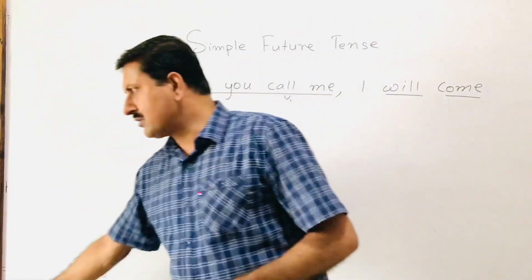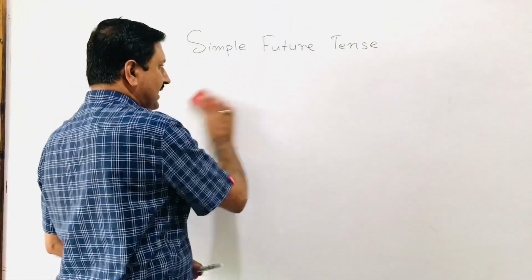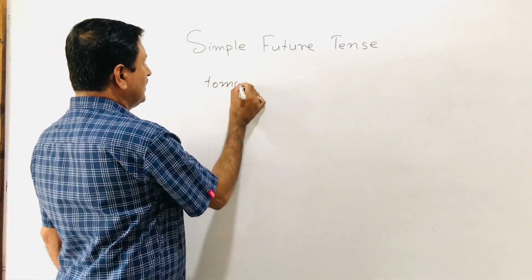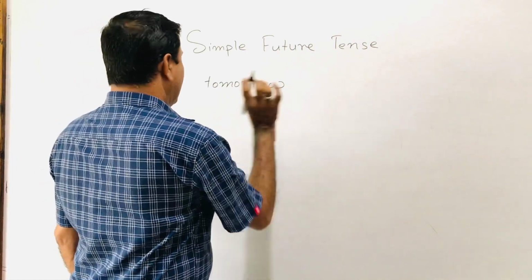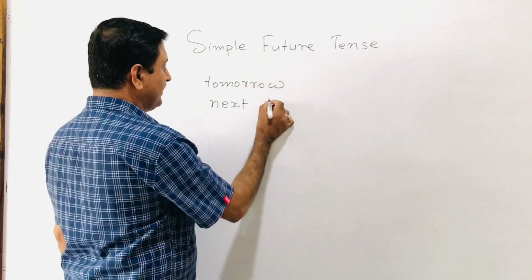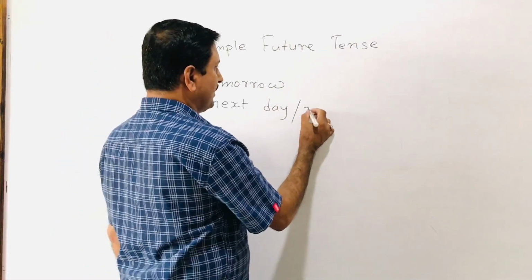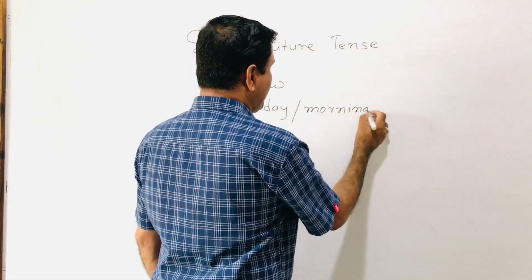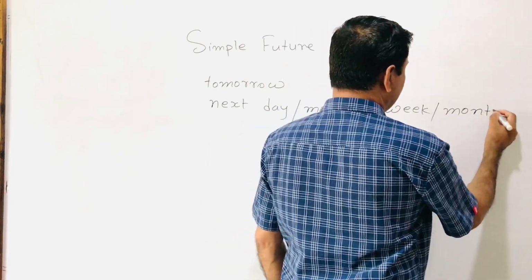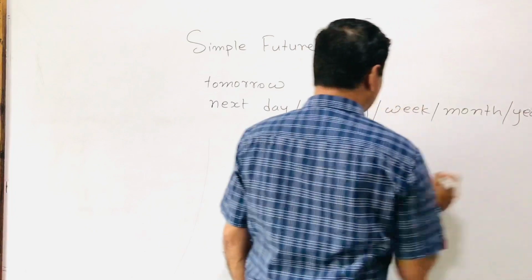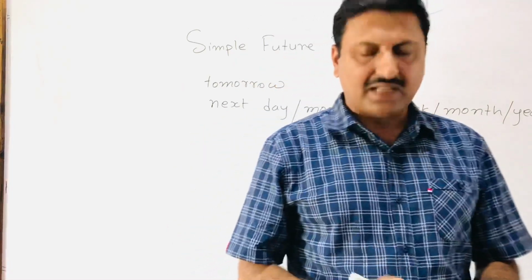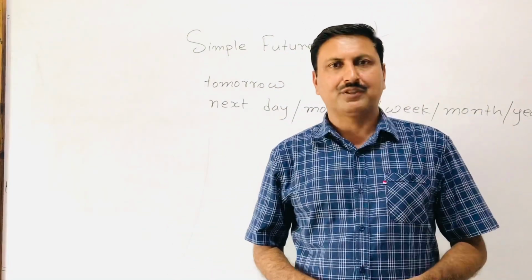Now this tense also has some time words that can be used as the time adverbs. They are tomorrow, and any time that comes with next. For example, next day, morning, week, month, year, or any such other time words that come with next can be the time adverbials of will shall future tense.